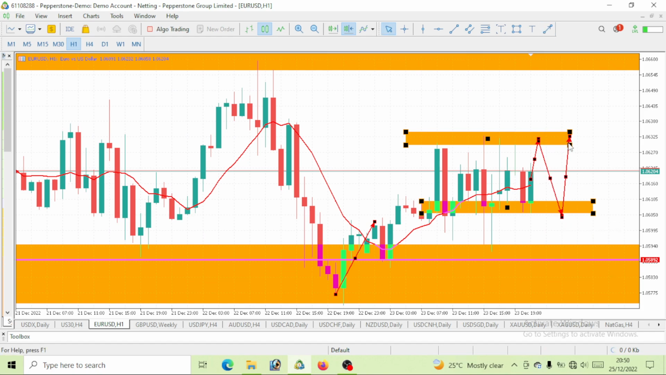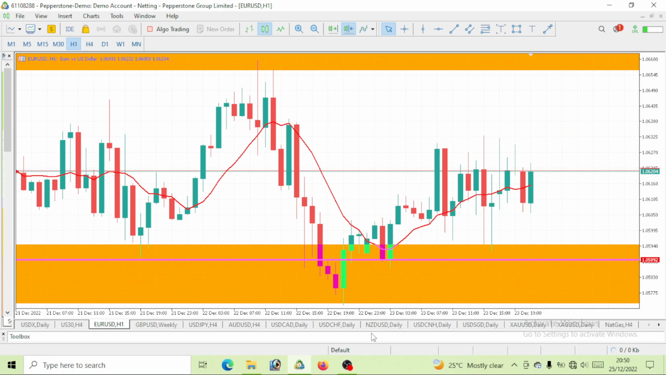By the time the New York session opens next day, I strongly believe this high resistance would have been broken out, right? This needs to be taken out. But anyway, EUR/USD, we still expect a bullish move to be made.